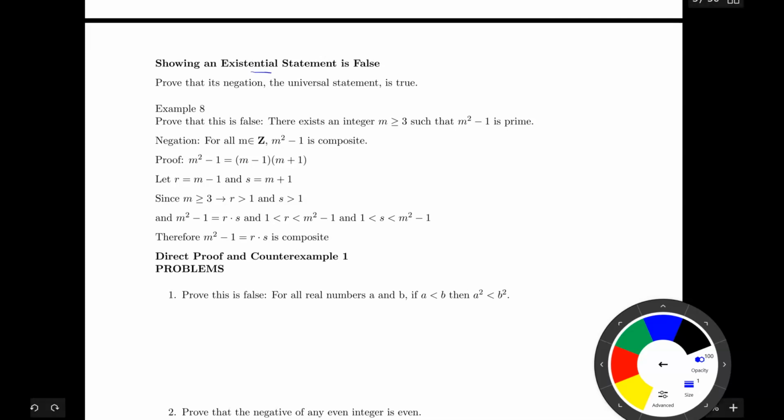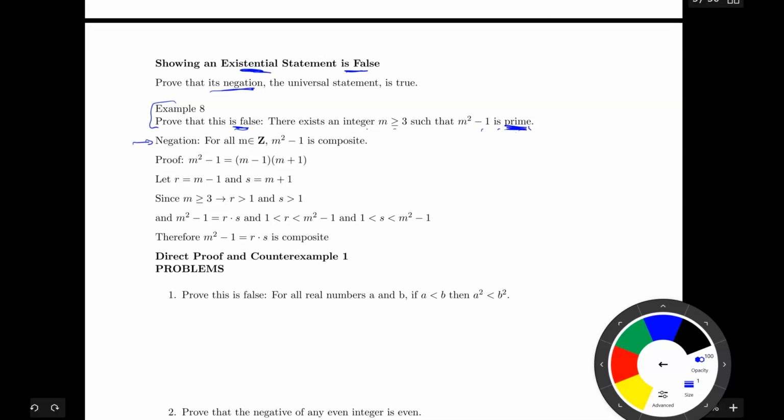Okay, here's how to show an existential statement is false. So here's an example. Prove this is false, is what it will say. There exists an integer m greater than or equal to 3 such that this is prime. Okay, so what we're going to do is take its negation. So here's the negation. For all m in the integers, m squared minus 1 is composite, not prime, right?